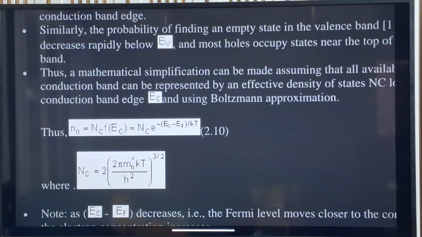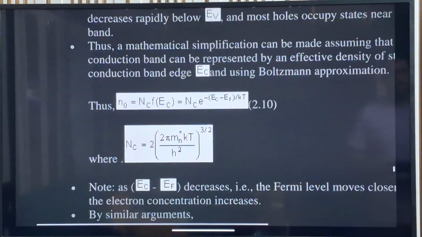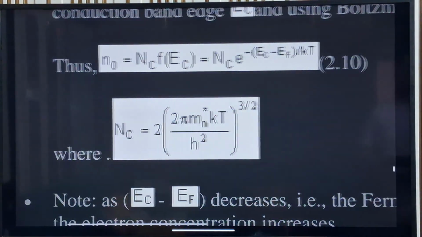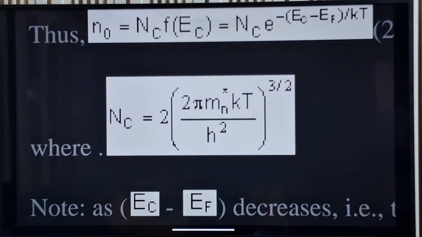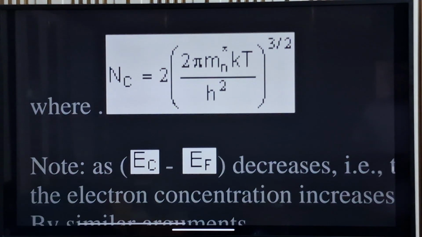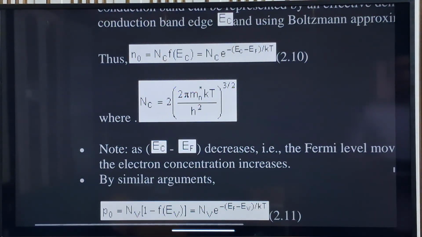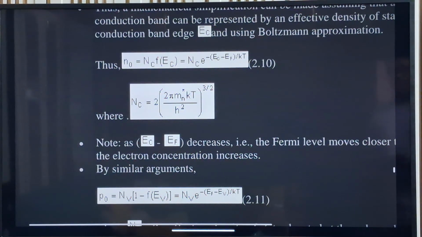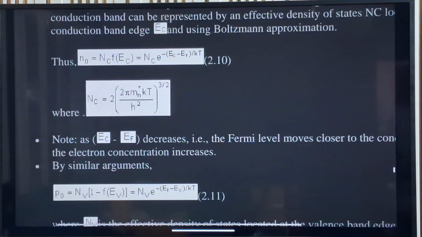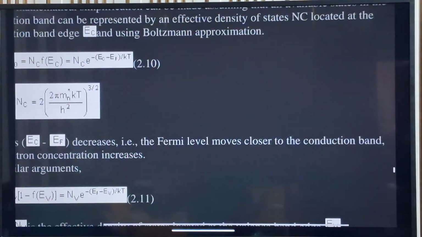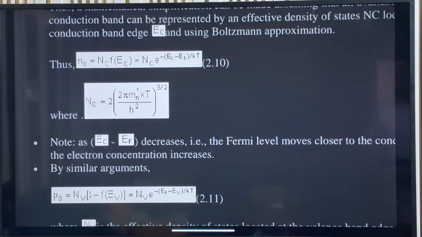So we are calculating and taking the density of states at the edge of the conduction band, which we are representing by Nc, and we have this formula for Nc from the original expression that we had obtained. Note how this function changes. As Ec minus Ef decreases, the Fermi level moves close to the conduction band, and the electron concentration increases.